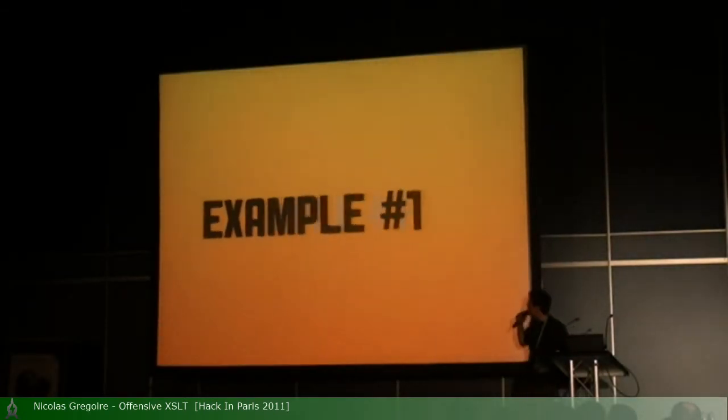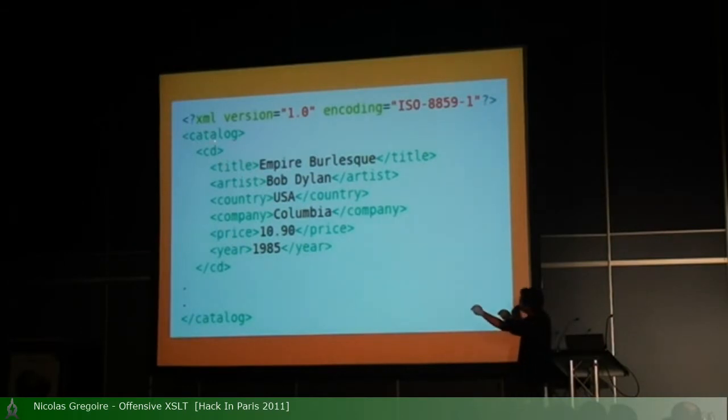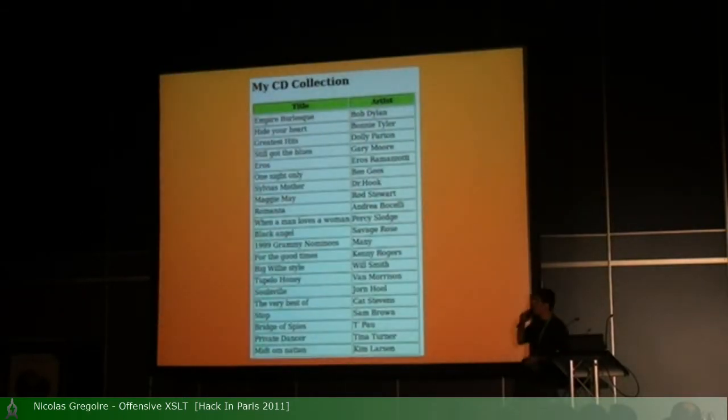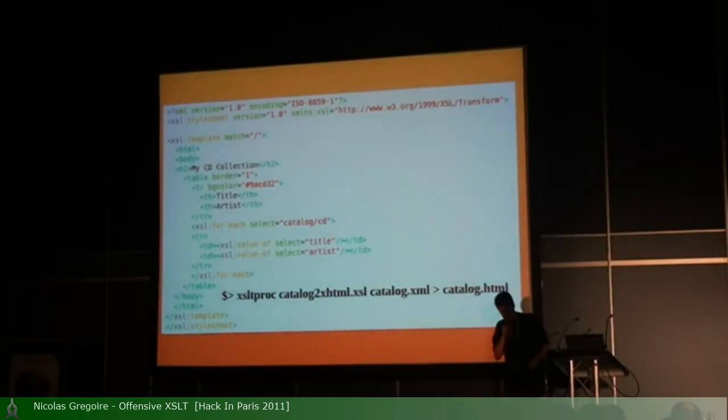So, first example, we have a CD collection, which is described by an XML file. You have a root entry, which is catalog. You have several CD entries which each describe one CD. And we want to have this kind of result, an HTML page. The solution is to transform the XML document with XSLT. So it's really basic.